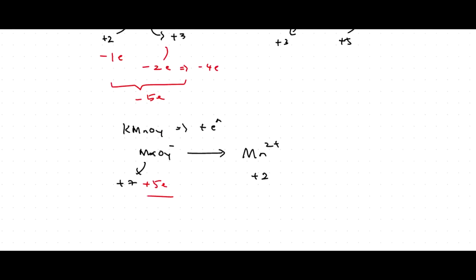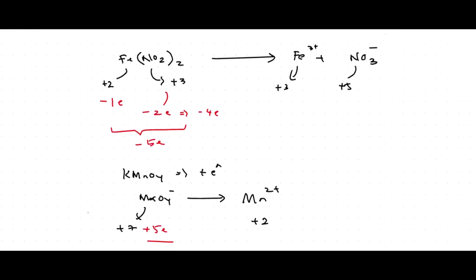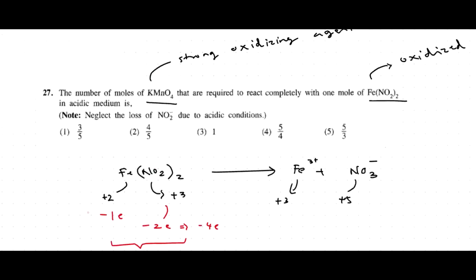So in this case, 1 mole of ferrous nitrite loses 5 electrons, and 1 mole of potassium permanganate accepts 5 electrons. So therefore, the stoichiometric ratio between ferrous nitrite and potassium permanganate is 1:1. Therefore, the number of moles of potassium permanganate required to react completely with 1 mole of ferrous nitrite is 1. So that's the answer.